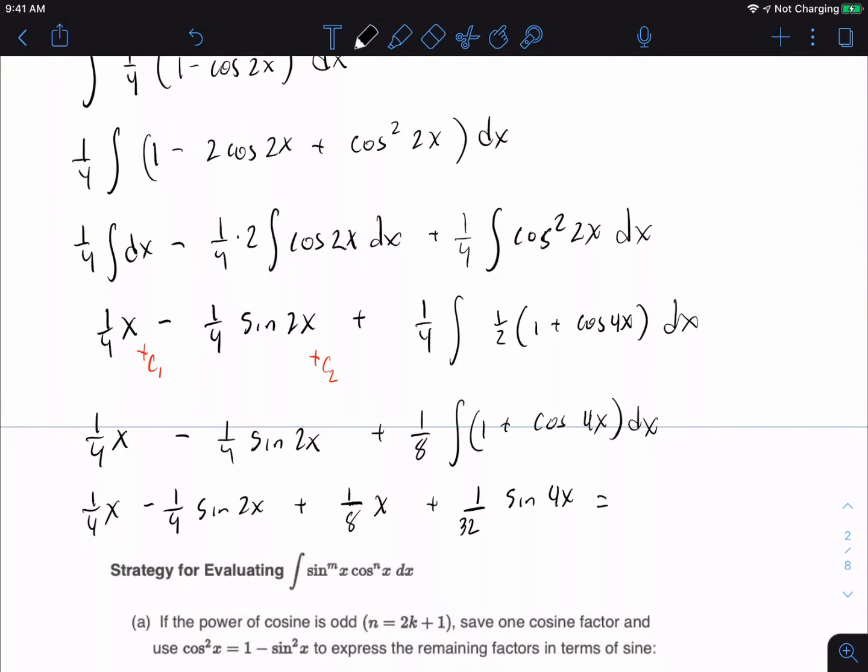And then we can combine like terms. I should add one important thing, the plus c. And then we're going to get, this is a like term with this. So I'm going to get 3/8 x minus 1/4 sine of 2x plus 1/32 sine of 4x plus some constant c.